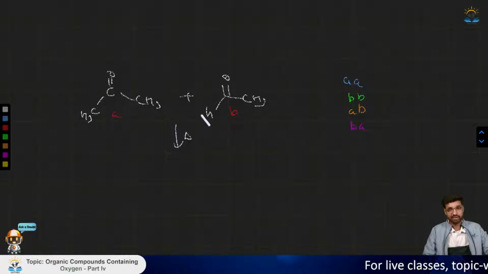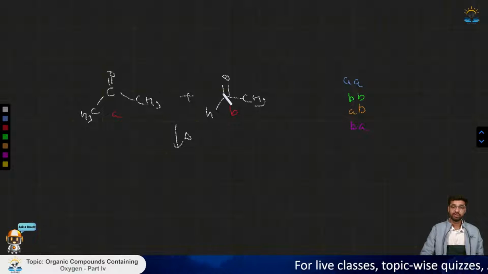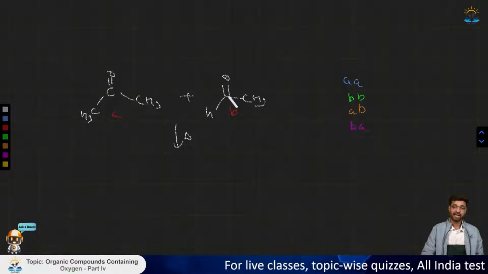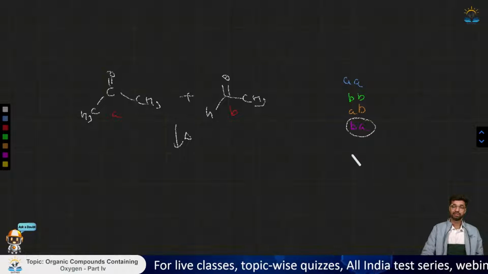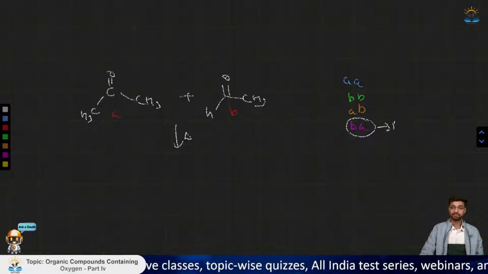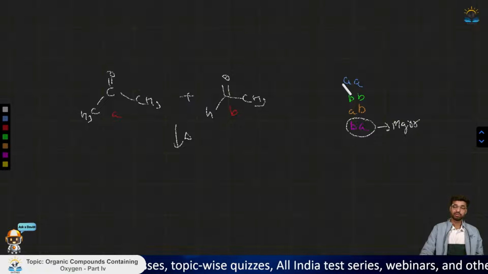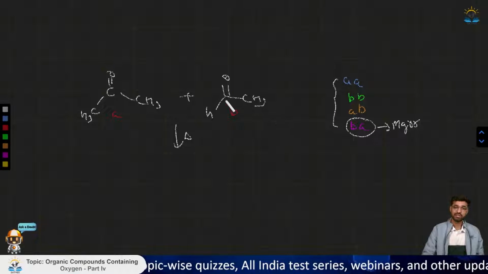We will decide this by which is having the most nucleophilic center. Out of this, you can see that this is the most nucleophilic center. So attack will happen on this. So B will attack on A. So this is the correct, or you can say the major one. All 4 products are formed, but this is the major one.